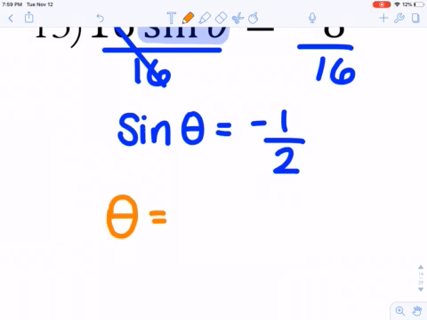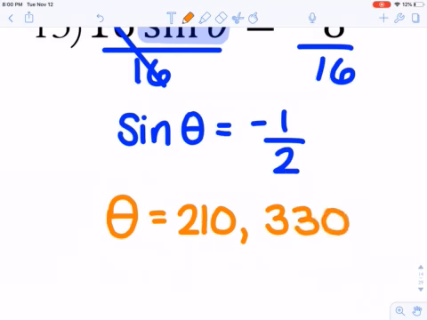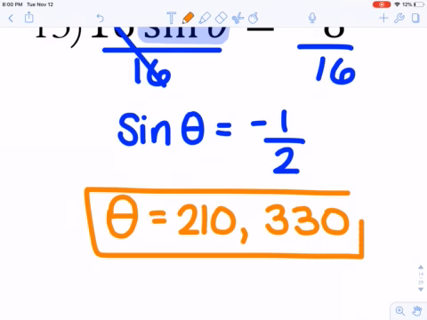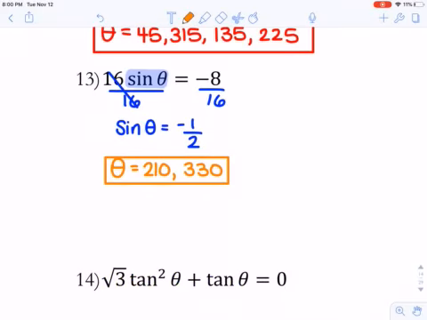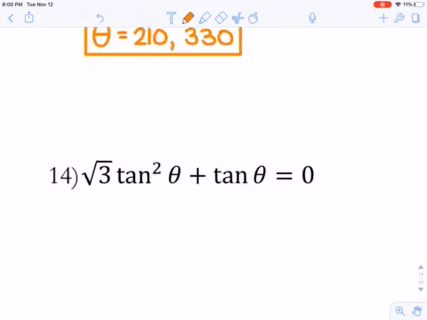If I fill out my unit circle, I would just look at it, or I could just think about the fact that sine is going to be negative in quadrants 3 and 4. And so that's going to be not 150, that's going to be 210 degrees and then 330 degrees. That is where sine is negative 1/2. So that's the answer. Again, we're going to answer these in degrees for right now.